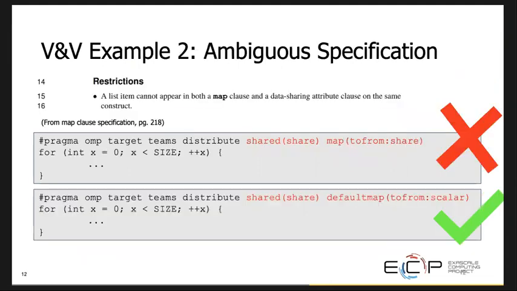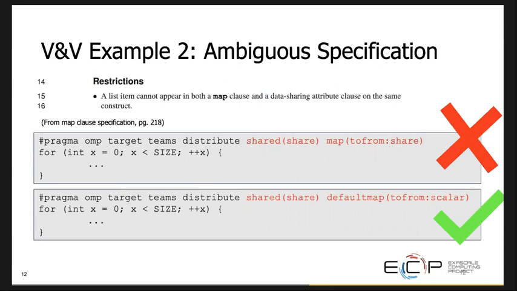So in the second example, what we found out is the specification was not very clear. So look at the two code examples there. In the first one, we have the variable share in the shared clause, and we try to map this to and from the device. Now, these are two very different concepts. Mapping is the data movement, and shared is basically telling you how the variable can be accessed. But this is not allowed according to the specification. So we had to find a different way of making this possible.